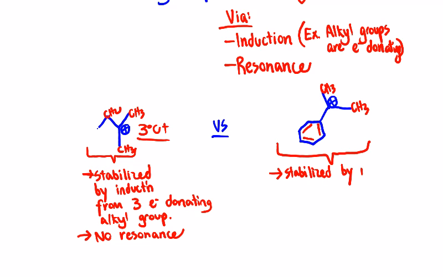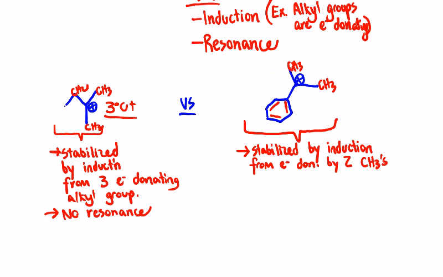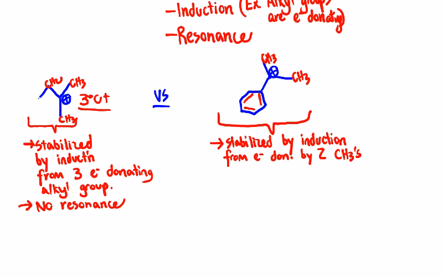So I'm going to go ahead and add that to the list, but I think there's going to end up being something else more important going on here. So this is stabilized by induction from electron donation by the two methyl groups that we have bonded there. Then we need to take a look at resonance here. And resonance is going to be the game changer.